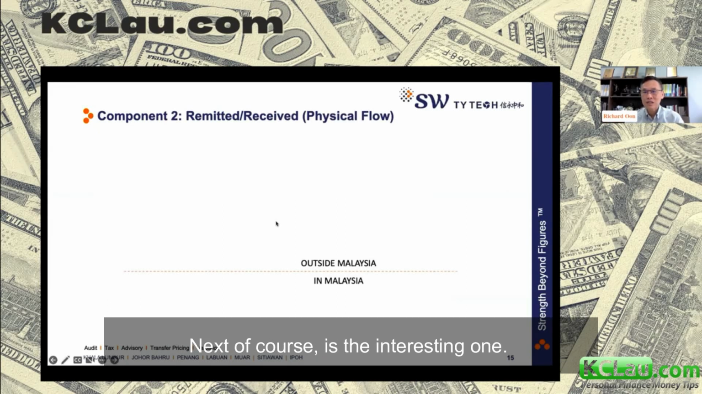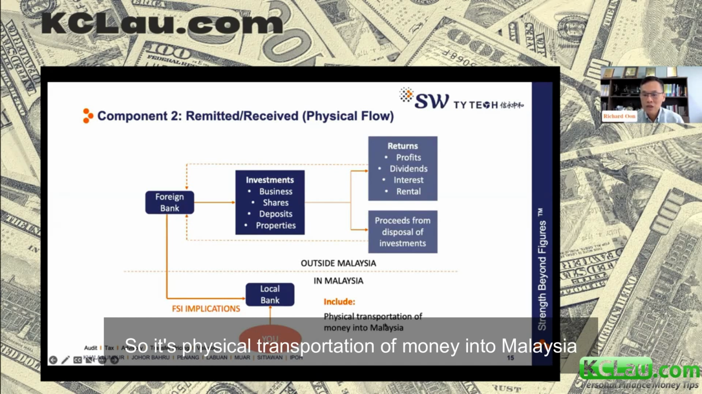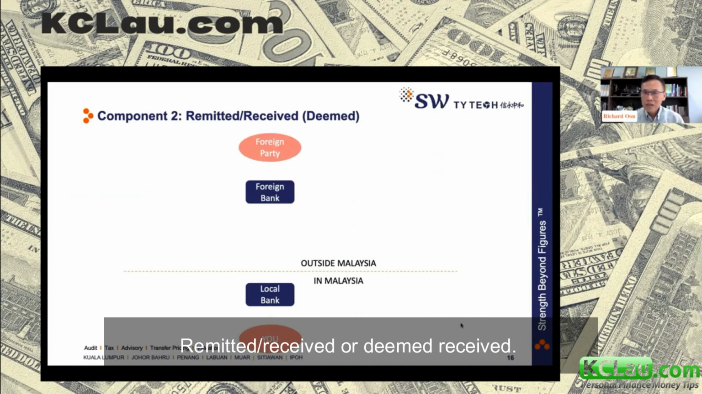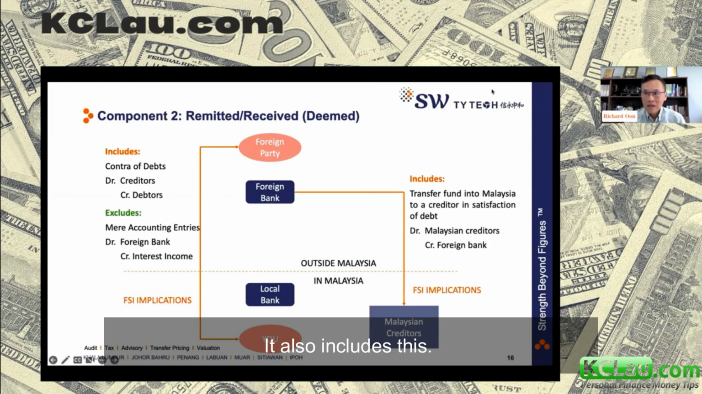Next, of course, is the interesting one, is the remitted receipt. What do you mean by that? This has foreign source income implications when you bring the money back. So it's physical transportation of money into Malaysia, even through telegraphic transfer or electronic transfer, remitted, received, or deemed received. So this amount which is already contra off in the books is also deemed received here in Malaysia. It also includes this transfer of fund into Malaysia to creditor in satisfaction of debt.